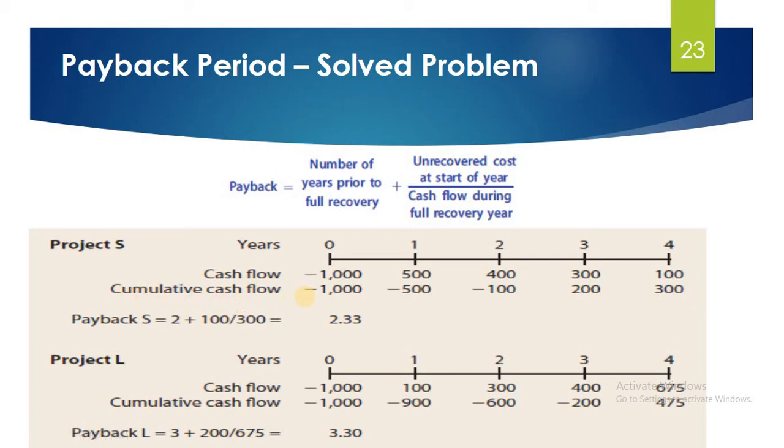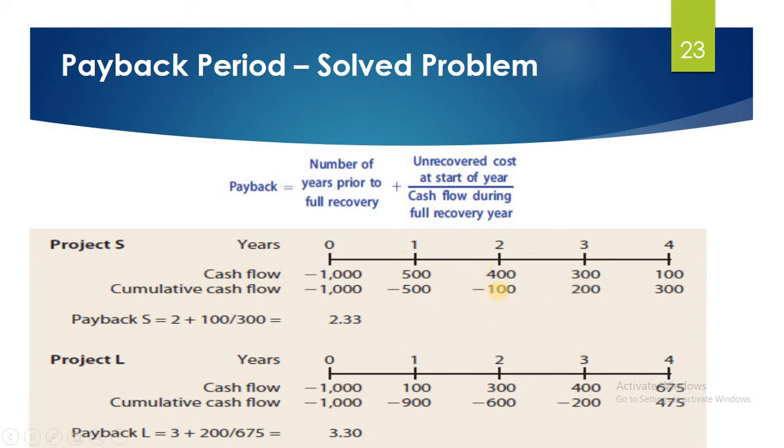So cumulative cash flow for year 0 is minus 1,000 because there is no cash inflow in year 0. There is only the initial investment, which is negative. Now cumulative cash flow for year 1: in year 1, project S generates $500 cash flow, and the cumulative cash flow for year 0 is minus 1,000. So if we adjust minus 1,000 with plus 500, we get minus 500 cumulative cash flow for year 1.